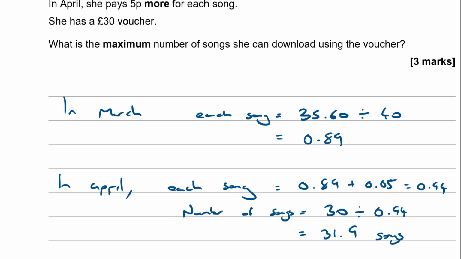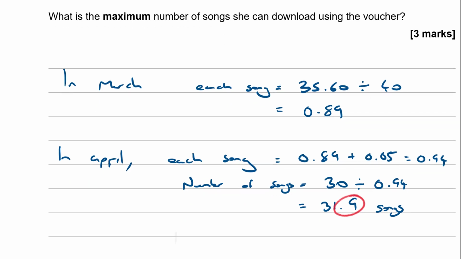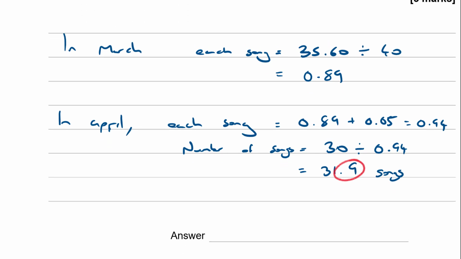Now, obviously, she can't buy 0.9 of a song, can she? She can either buy 31 songs or 32 songs. She doesn't have enough for 32 songs, so she's going to have to buy 31 songs and have some credit left over. 31 songs.